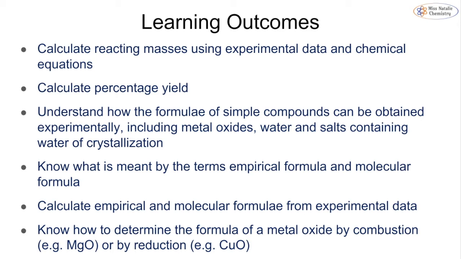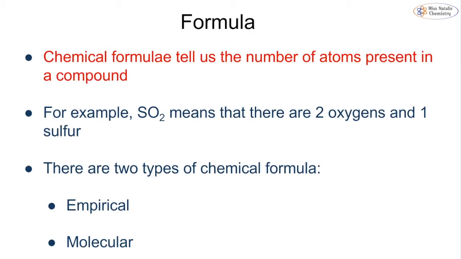We'll then look at how to figure out the formula of simple compounds experimentally, and then using that information to help us figure out empirical formula and molecular formula. And then lastly, how to determine the formula of a metal oxide either by combustion or by reduction.